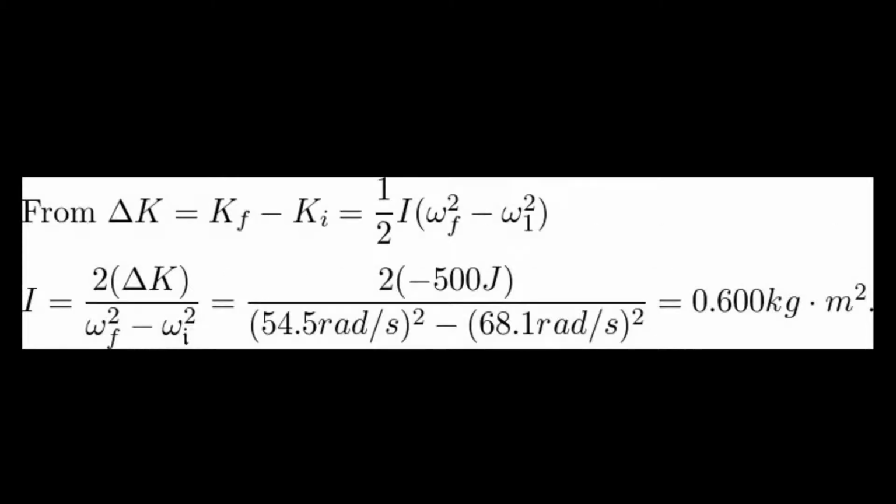To be efficient in solving these kinds of problems, before plugging in our values, we must first isolate I, the moment of inertia. After doing that, we can proceed in plugging in our values. We will be able to arrive at the value of 0.00 kilogram meter square as our moment of inertia.